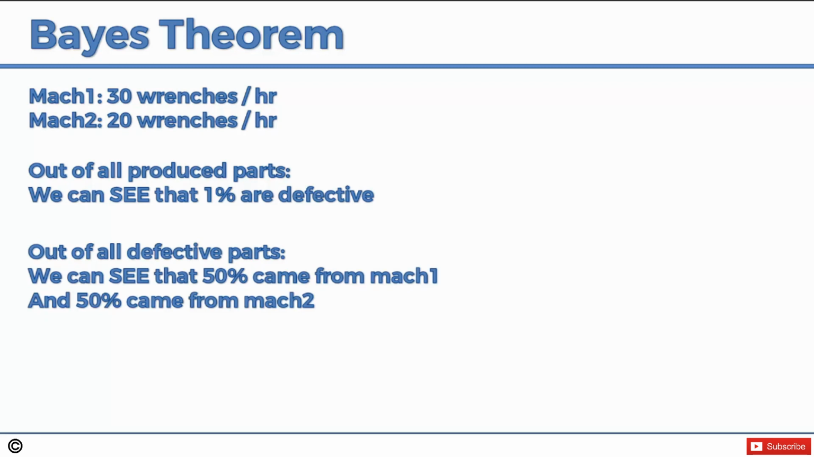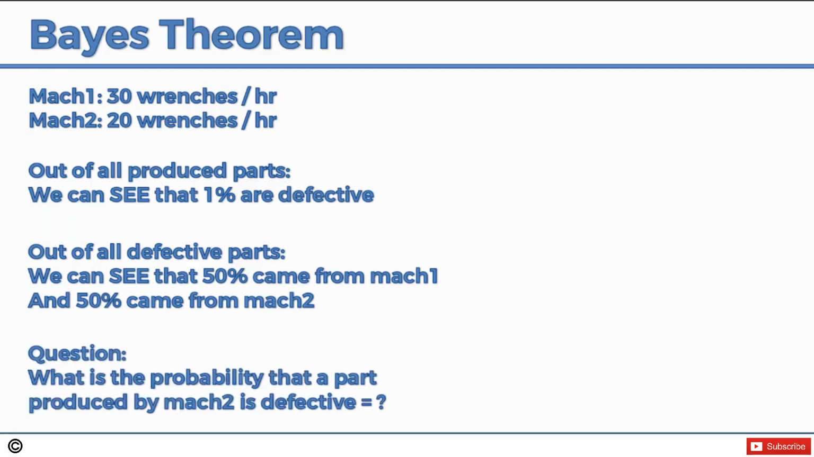Then we also know that out of all of the defective parts, 50% came from machine 1 and 50% came from machine 2. So if you take all the defective parts, only the defective parts, and you calculate how many of them came from machine 1 and how many came from machine 2, you'll see that it's half and half: half of them are from machine 1 and half of them from machine 2. All right, so this is just the defective parts. And the question is, what is the probability that a part produced by machine 2 is defective? So that's the same question which we discussed already.